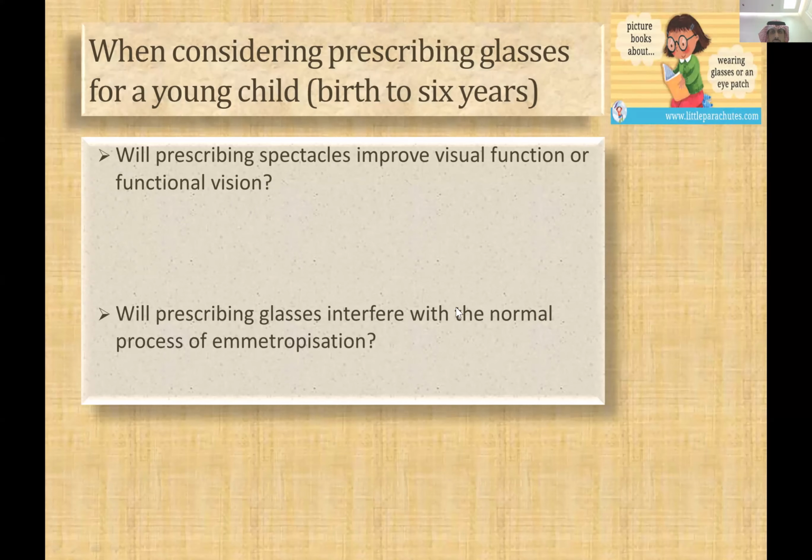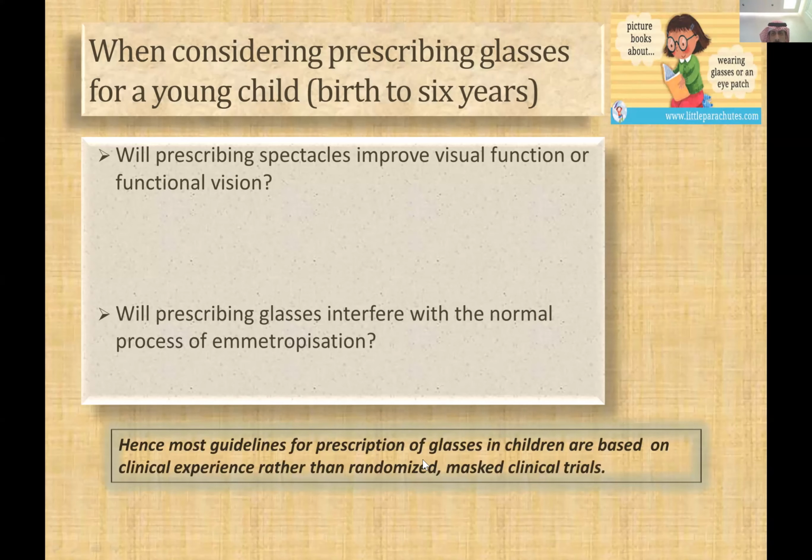Will prescribing glasses interfere with the normal process of emmetropization? Yes, this is a very important question. For example, if you have normal refractive error for age, for example, you have a child who is 2 years old and his bilateral refraction is +2, so if you give him full correction, you will interfere with his normal process of emmetropization. Hence, most guidelines for prescribing glasses in children are based on clinical experience rather than randomized masked clinical trials.